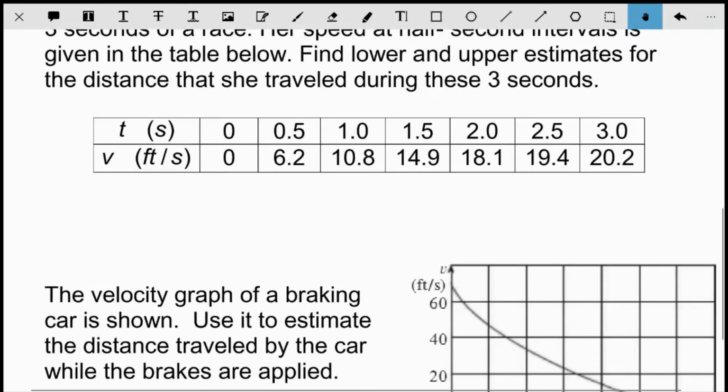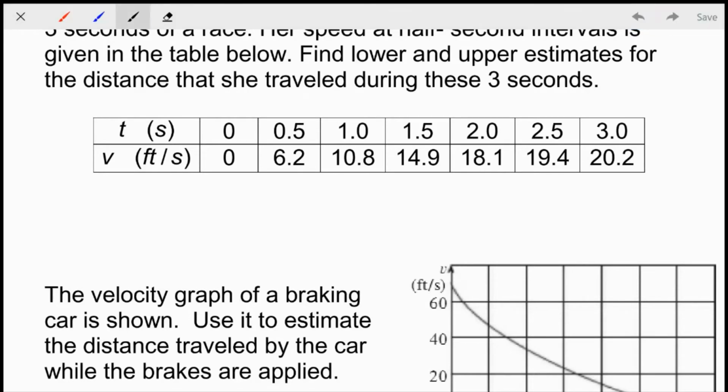Okay, so take a look at the values that we have in this table. You can see the time values are evenly spaced, and you can see that the velocity values are increasing throughout this entire time interval. So if I'm thinking about a lower estimate, I want to be using the subinterval method that is going to give me the lowest value on each subinterval, which clearly, since these are increasing values, would be a left-hand approximation. So I'm going to do my lower estimate here. So the distance traveled can be approximated by this.